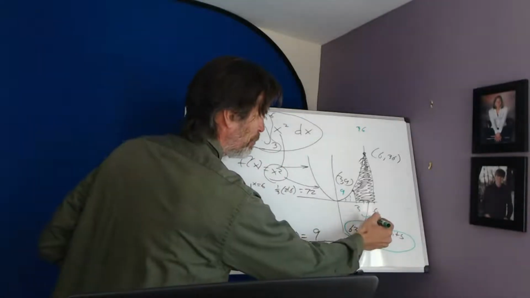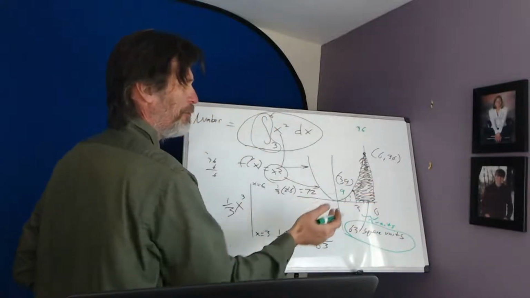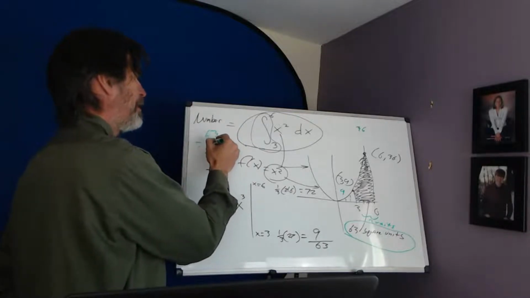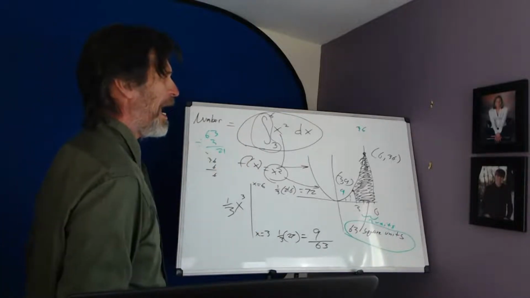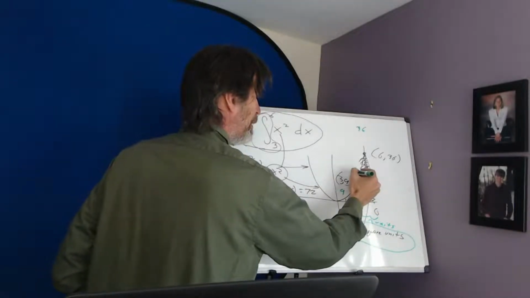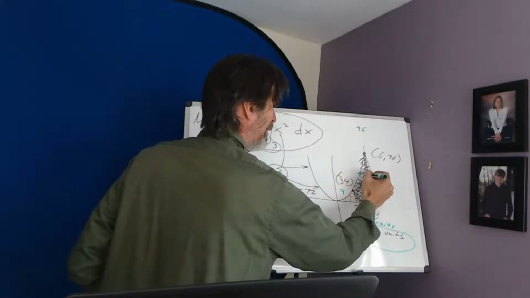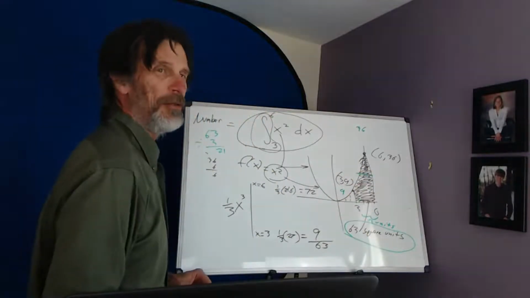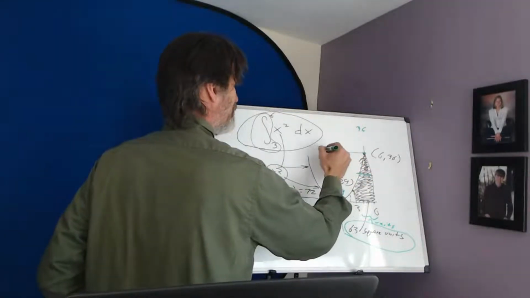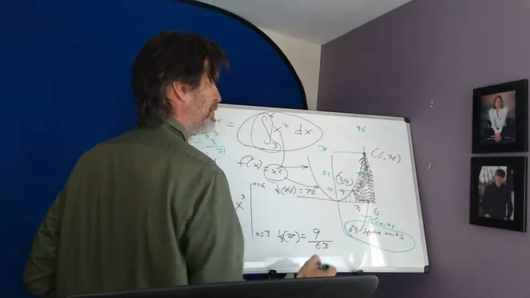And since this is 3 units wide and 63 square units, if we take 63 and divide it by 3, we get 21. The average height is 21. So if I go up here at 21, that's sort of the average height in that region in between 3 and 6. So here's 36, here's 21, down here is 9.